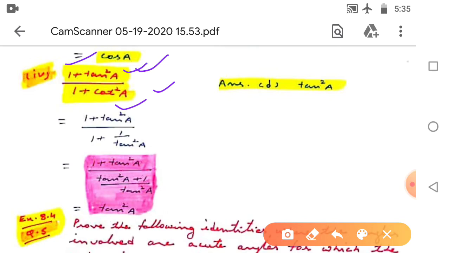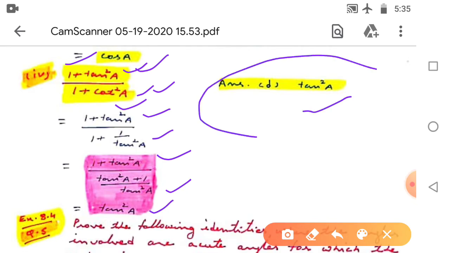In the numerator we have tan square, so we try to convert this into cot square. Clear? So this is 1 plus tan square a, and this is 1 upon tan square a. By taking LCM, we get 1 plus tan square a upon 1 plus tan square a upon tan square a, or finally it becomes tan square a. Clear? So the answer is D.